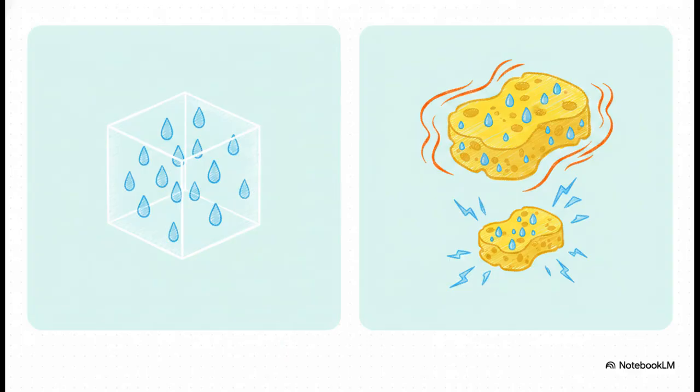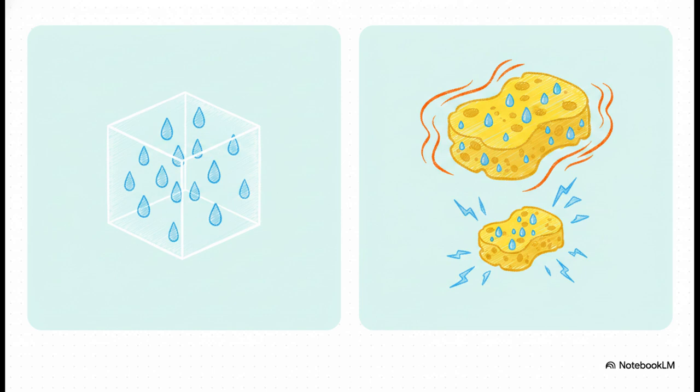Now, to really grasp how water acts in the atmosphere, we've got to talk about humidity. But humidity isn't just one simple thing. Think of absolute humidity as the literal physical amount of water vapor trapped in a specific box of air. We measure that in grams per cubic meter. But relative humidity, that's a whole different ballgame because it's entirely dependent on temperature.